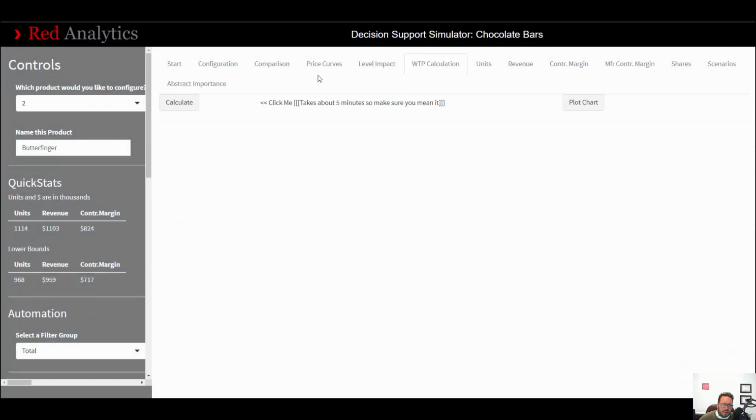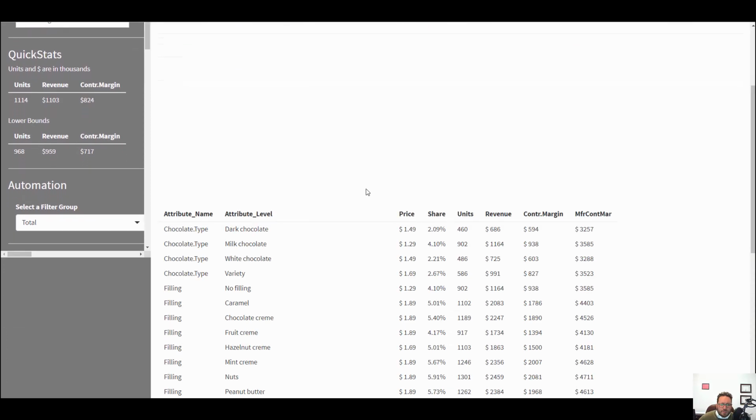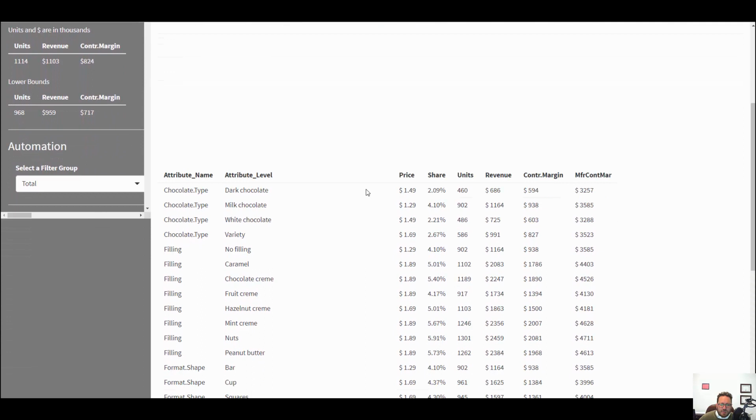That's what we've created here in this tab, the willingness to pay calculation. It takes a little while to sort through because it's got to hit every level once and then flip through and find what the revenue optimizing price point is, and then it'll record that value. But it was pretty quick this time. So let's see what we've got here.